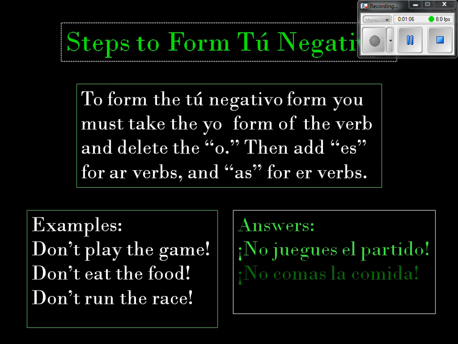Another example might be don't eat the food. Again, you need to put comer in the yo form, which is como, and eliminate the o and add as. Your final answer is no comas la comida. A final example would be don't run the race, where the answer is no corras la carrera.